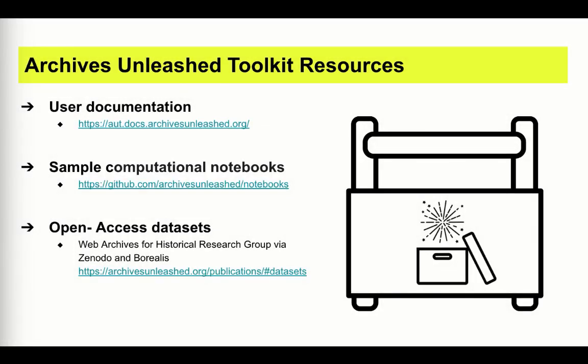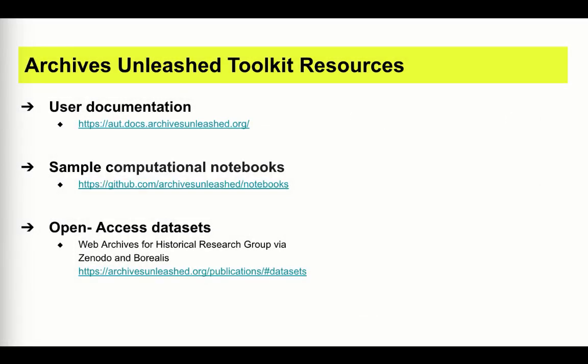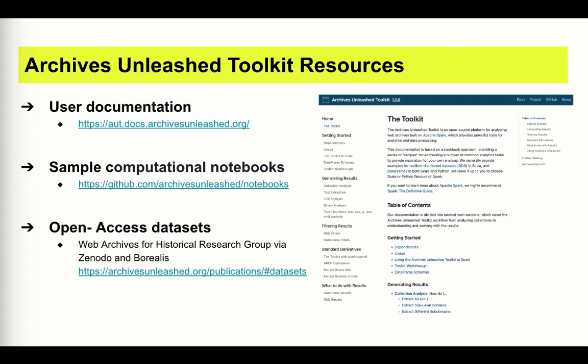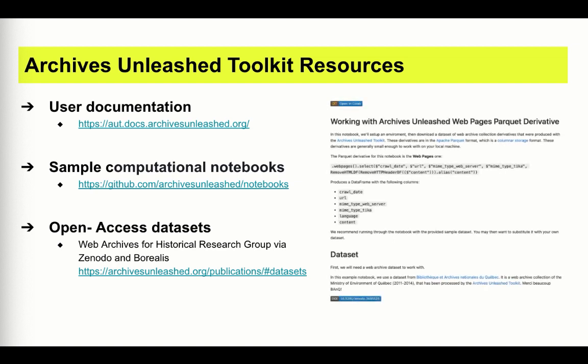To get started with the Archives Unleashed Toolkit, please visit our user documentation, which walks through how to set up the toolkit environment and provides dozens of template scripts that can be customized to explore and investigate web archive collections. We also have several examples of computational notebooks that demonstrate different ways to use the toolkit, as well as working with derivatives generated by the Archives Unleashed Toolkit.